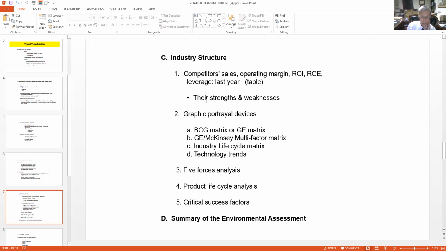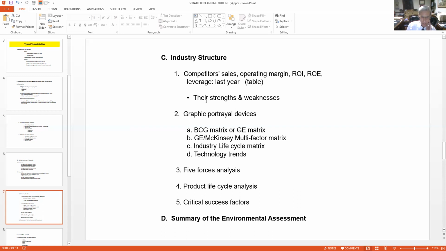And then what do you see as the primary strengths and weaknesses of those competitors? Because strategically, you'd like to take advantage of those weaknesses, and you certainly want to form strategy to block or neutralize somehow your competitors' strengths. So we need to make some sort of a table that just summarizes those things.